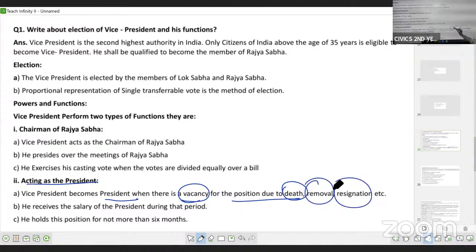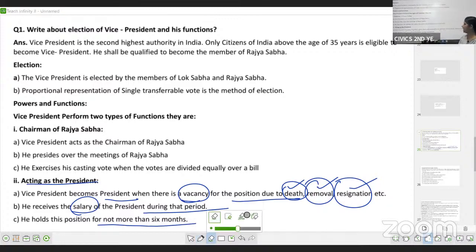If the president dies or is removed or resigns, the vice president will act as president and he will receive all the benefits and salaries of the president during that period. And the vice president can hold the office of president for not more than 6 months. Within 6 months, a new president has to be elected.